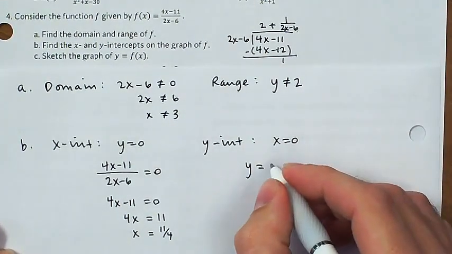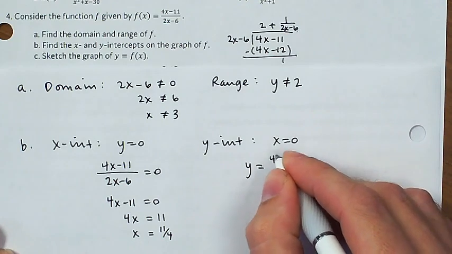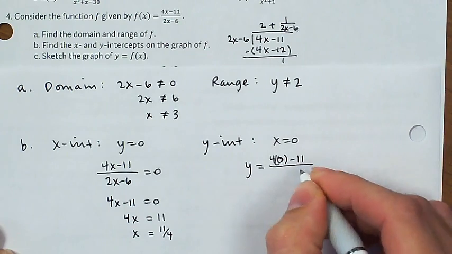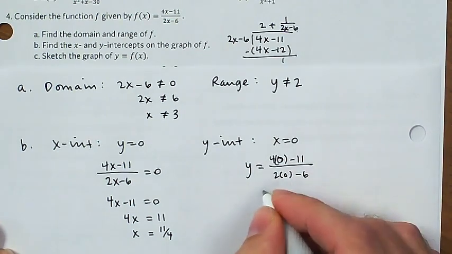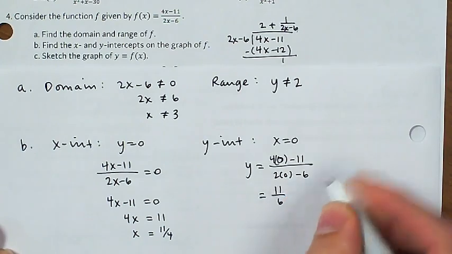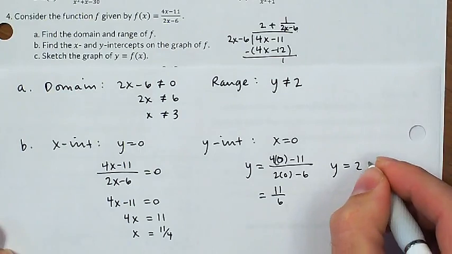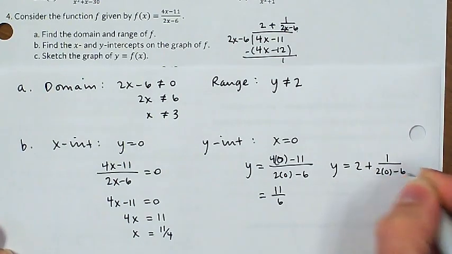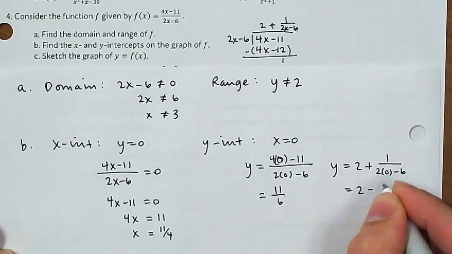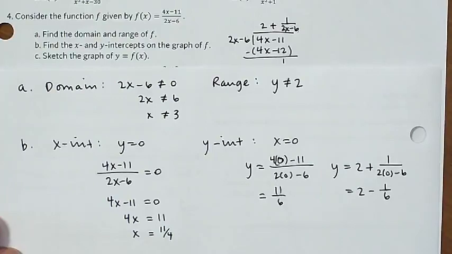But for this one, I'm going to say y equals 4 times 0 minus 11, divided by 2 times 0 minus 6. So I got negative 11 over negative 6. That's 11 sixths. Or I could have said, using the simplified version, y equals 2 plus 1 over (2 times 0 minus 6). So that's 2 minus 1 sixth. That's 11 sixths also. So it's kind of how you want to do it.